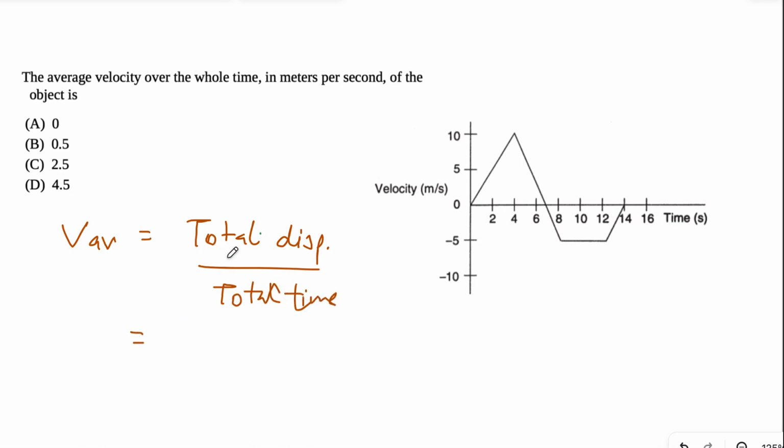Let's do that. So total displacement was 7.5. Total time is 14 seconds. So approximately this is 0.5 meters per second. That's the correct answer.